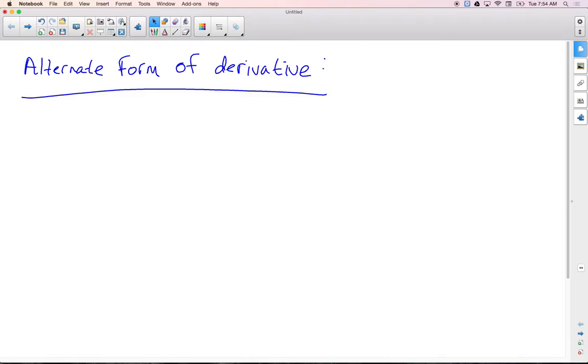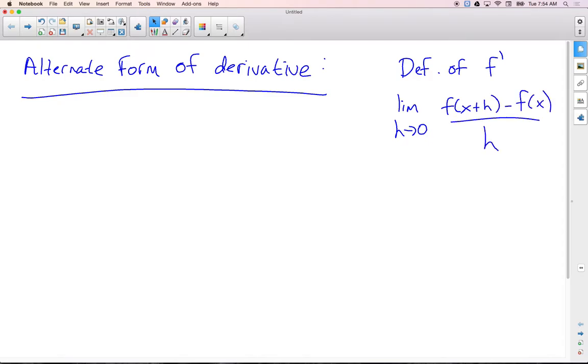You ready? New form. We already have one. What was our definition of the derivative? What was our first definition of a derivative? It was limit as h approaches 0 of what? f of x plus h minus f of x over h. That's one form. There's actually a couple of different forms. There's actually another form you can do. This one's the most popular, and it's used to prove differentiability, which we'll get into today.